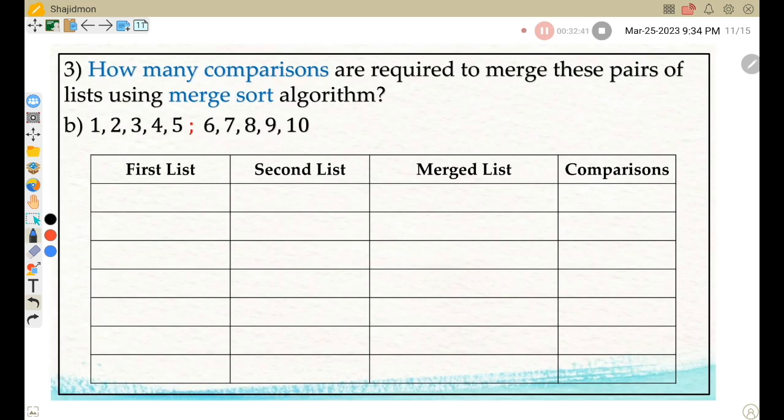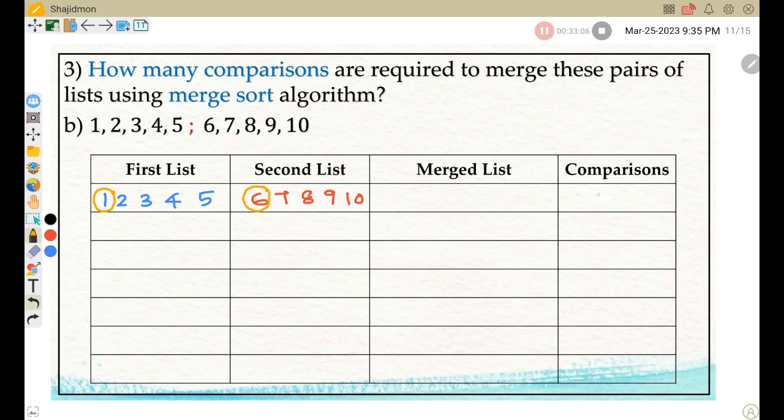Maybe sometimes less than 9 comparisons. We do not need to take 9 comparisons sometimes. So we will check this example. How many comparisons are taken in this example? I am writing the first list 1, 2, 3, 4 and 5. The second list we can write 6, 7, 8, 9 and 10. Correct? So as I told you, first we compare the first element here with the first element here.